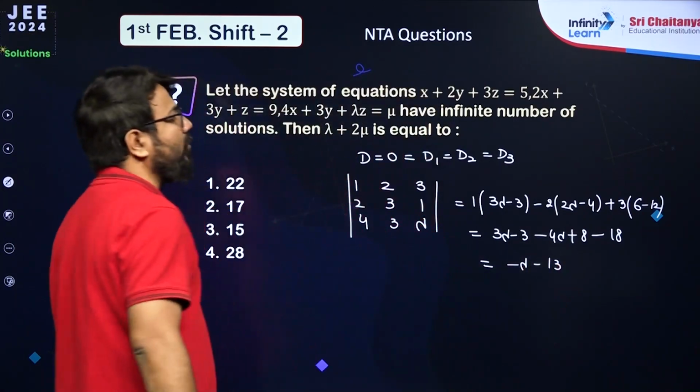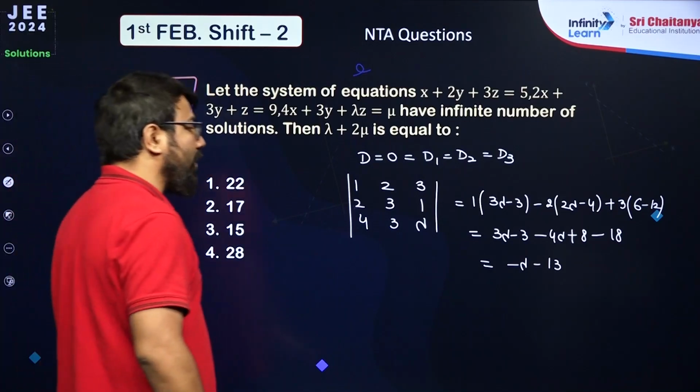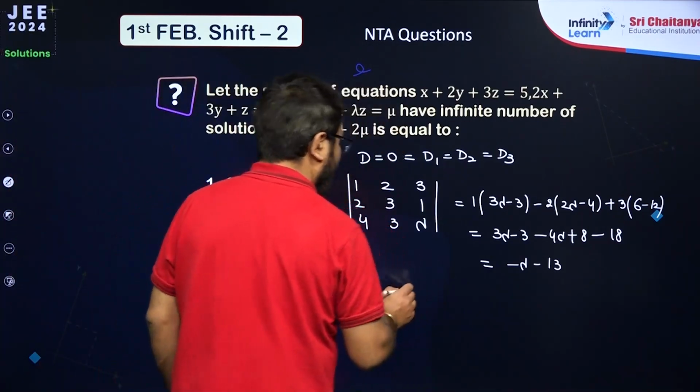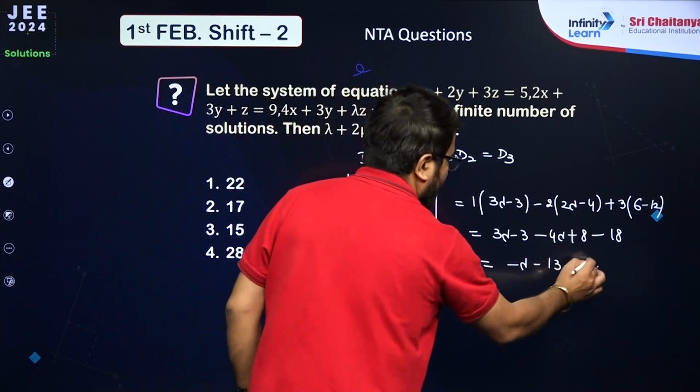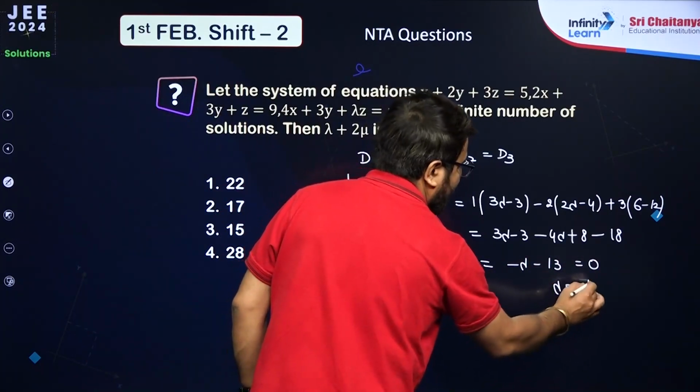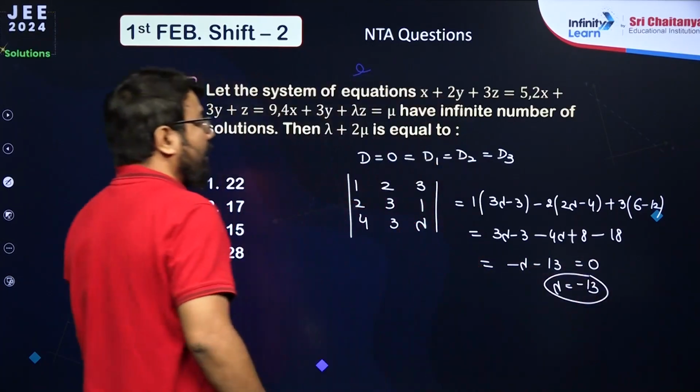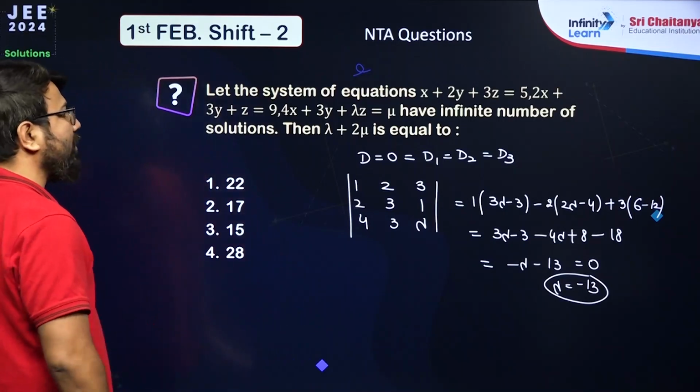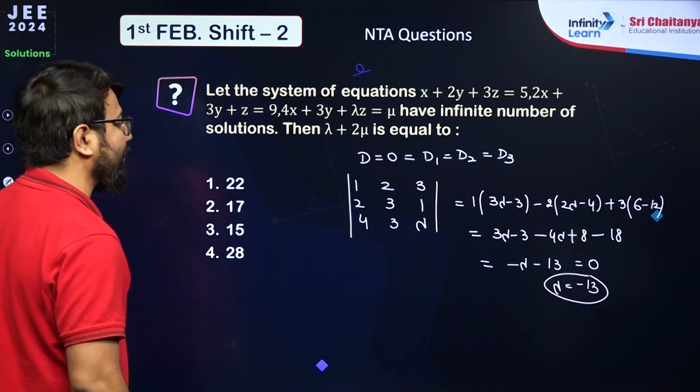All right. I hope you are able to understand this. Now after this step, what do we need to do? We need to equate this to 0. So from here I got the value of lambda as negative 13. After this, if I have the value of lambda, I need to find the value of mu.